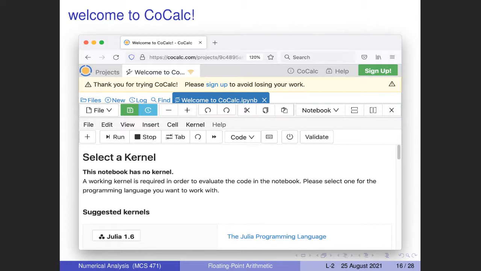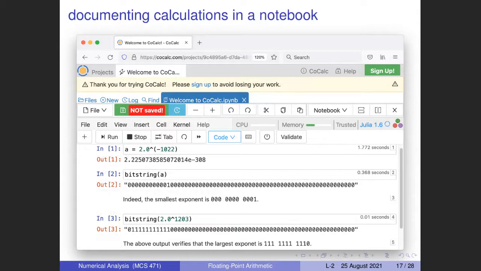So the Jupyter notebook, the first two letters stand for Julia. We have the first kernel where we click on the Julia programming language. That brings us to our second screen. And here you see the red letters already: sign up or you will lose your work. This work is not saved. Julia and Jupyter are both critical ingredients in this course. We will use Jupyter to document our calculations.